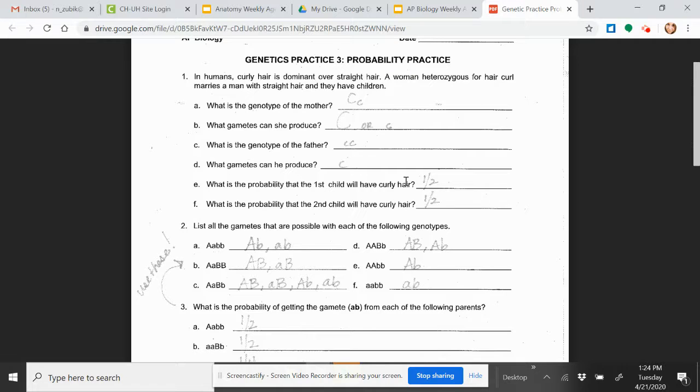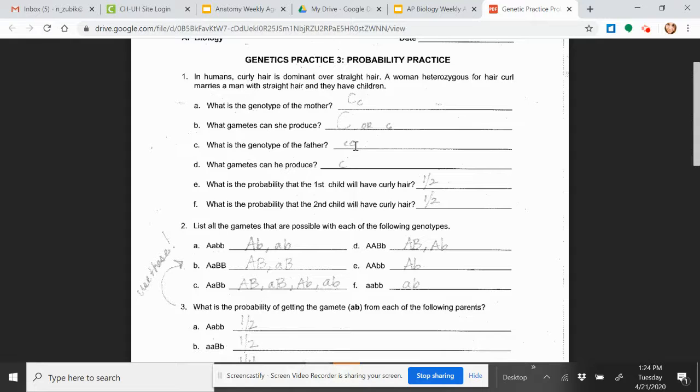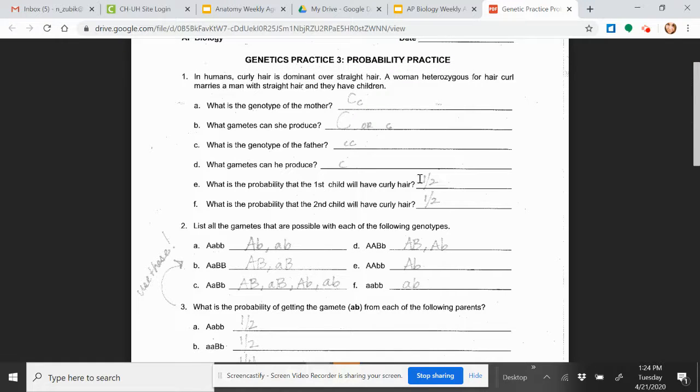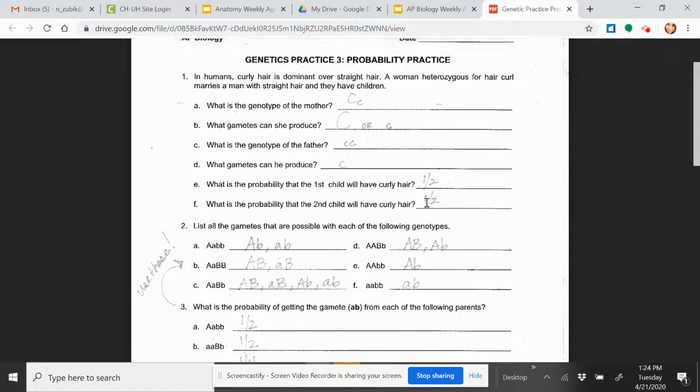So when you do probability, you want to draw a Punnett square. So we would cross the mother, big C, little c, by the father, little c, little c. And when you do that, you get half big C, little c, and half little c, little c. So probability, 1/2 for curly, and probability for second, 1/2 curly.